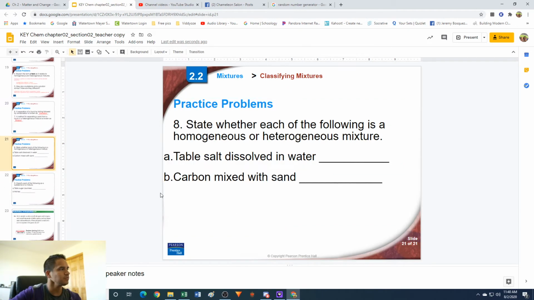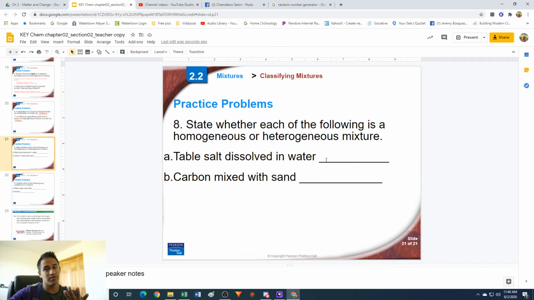So, all right. Number 8, state whether each of the following is a homogeneous or heterogeneous mixture. Okay, so table salt dissolved in water. So if you take table salt, and let's just say a little bit, so not lots and lots of salt, but you take salt, you put it in a glass of water, it's going to dissolve. Okay, you won't be able to see it anymore. So you have two things that are mixed together. Okay, so it's a mixture.